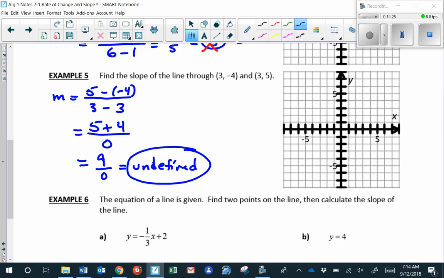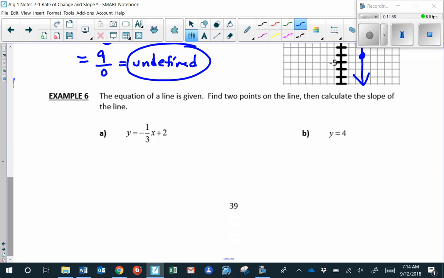Let's graph our 2 points and see that that matches up. 3, -4 is 3 units over and 4 down. 3, 5 is 3 units over and 5 up. You notice that if we connect those 2 points, there is no run. The run is equal to 0. And that's what happened with our denominator. So the slope of that is undefined.